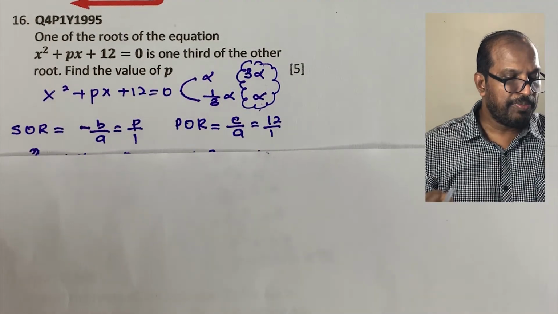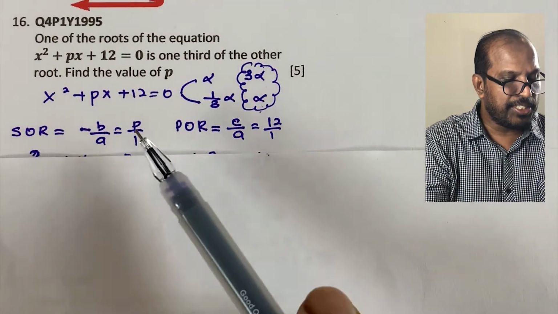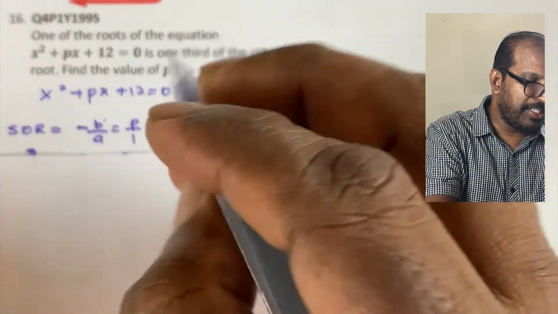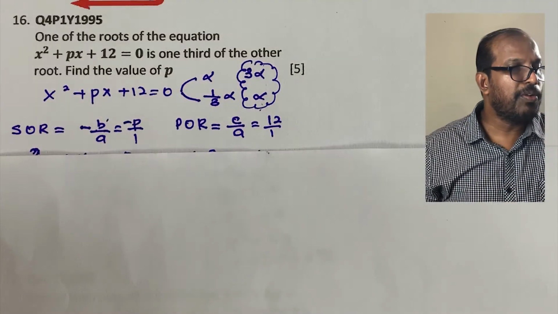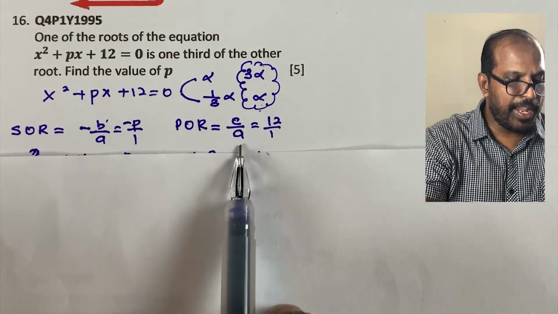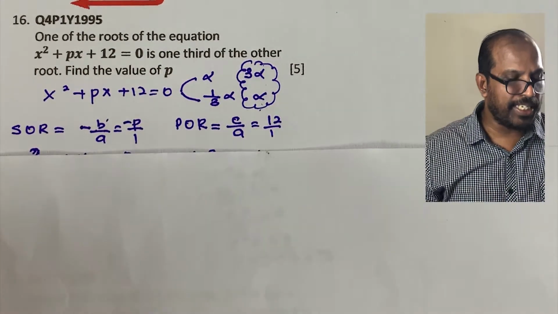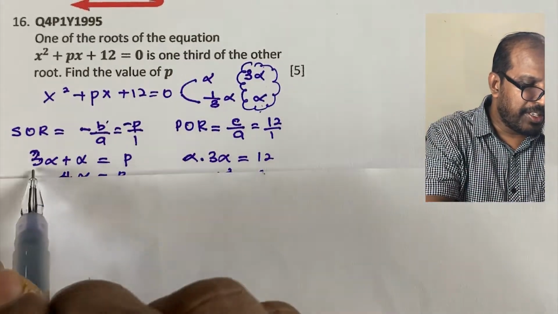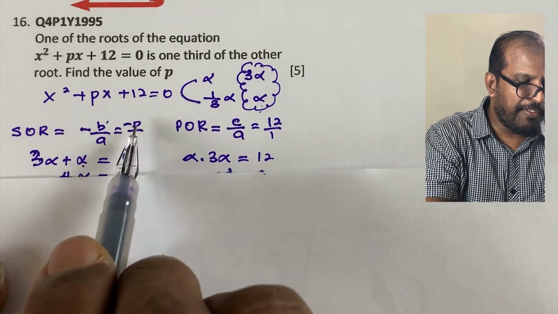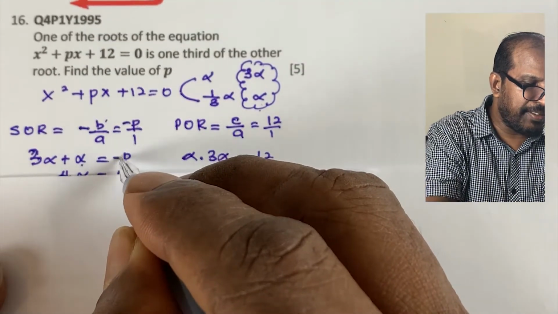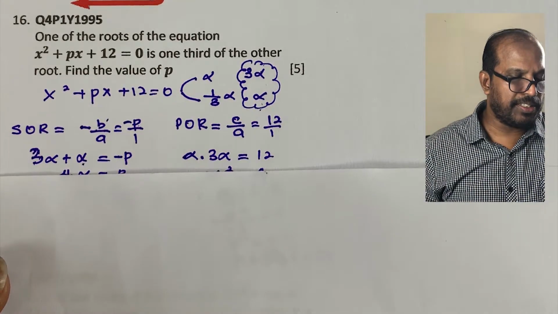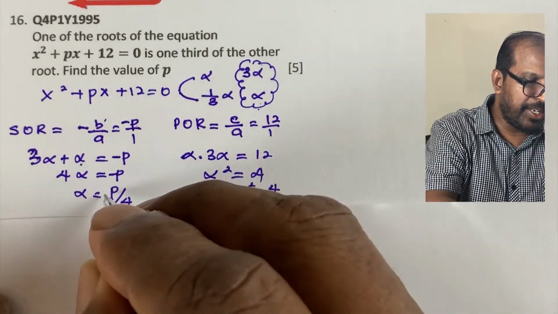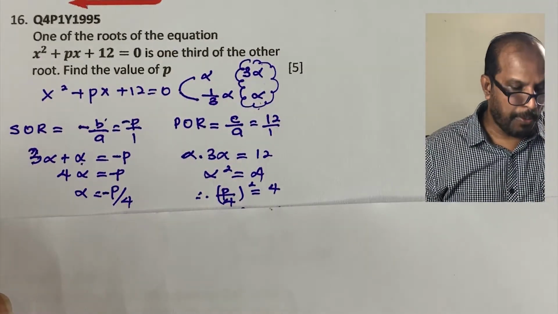So what is the sum of the roots? Sum of the roots is negative b over a, which is equal to negative p over 1. And the product of the roots is c over a, so 12 over 1. Therefore, c over a is actually 12. Now I got 3 alpha plus alpha is 4 alpha. 4 alpha equals negative p. Therefore, alpha equals negative p over 4.